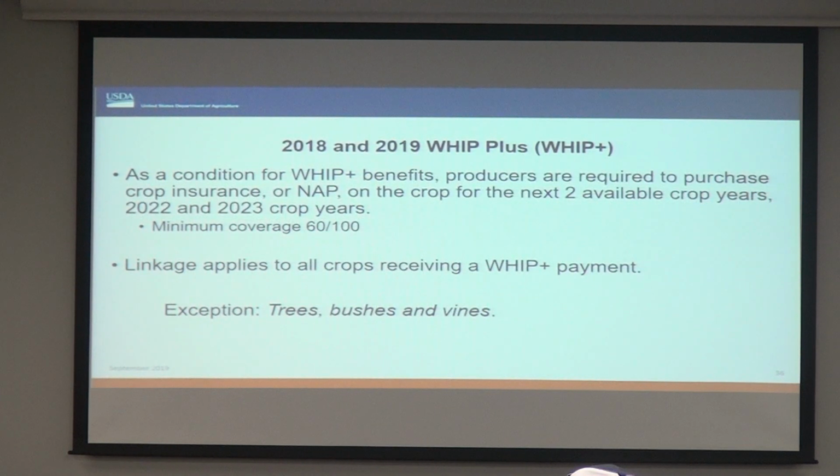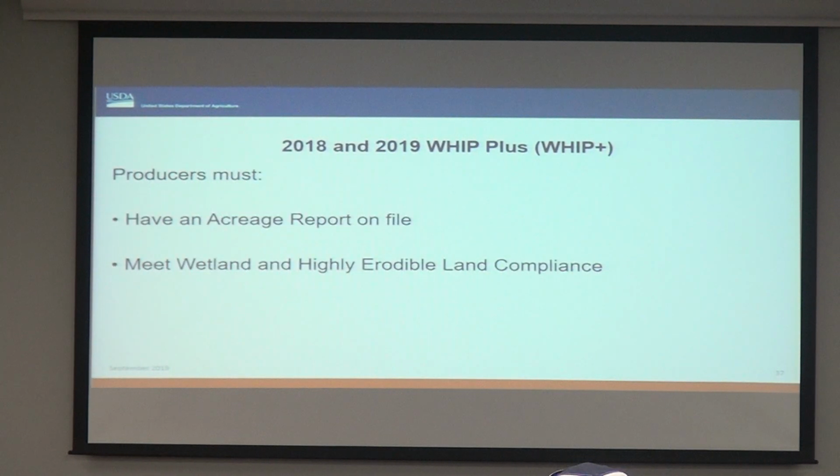Is CAT coverage considered insurance? Well, it's insurance, but it's not 60%. It's like 50-55%. You have to have at least 60% coverage on your production. All right. Also, you have to have an acreage report for WIP Plus and meet the highly erodible land and wetland compliance provisions as well.